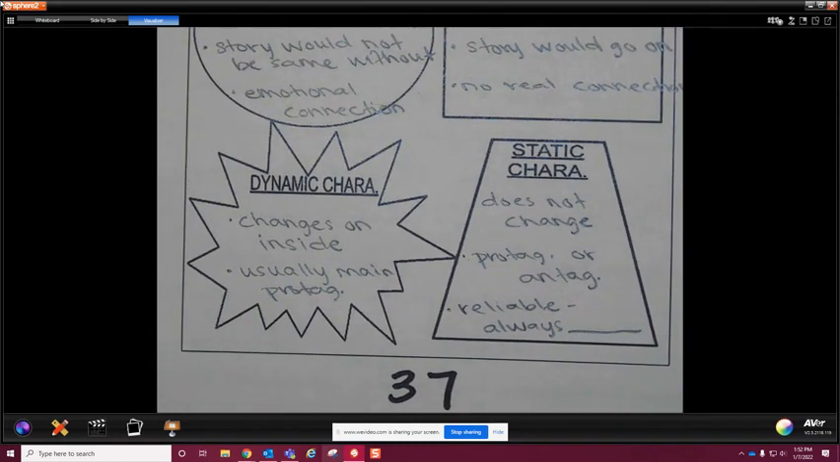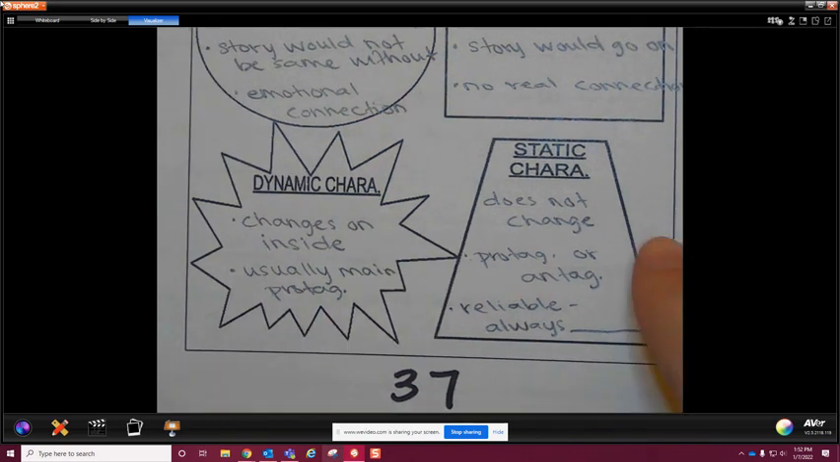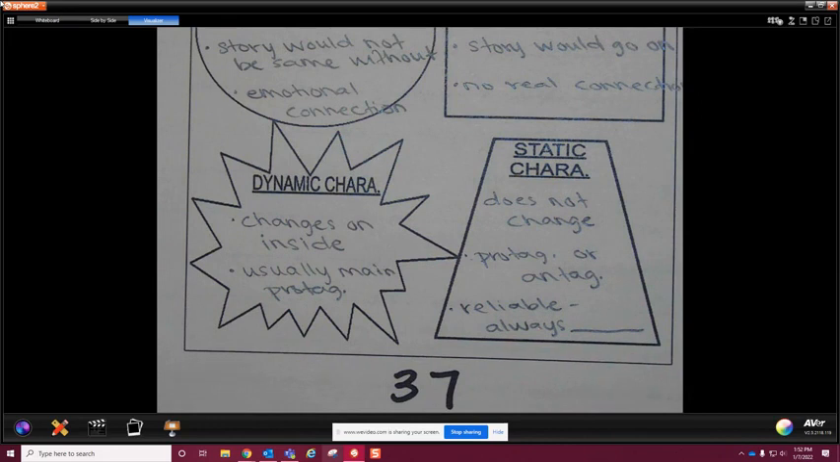And then the other one is a static character. So again, opposite. Dynamic character changes on the inside. Static character does not change. This could be a protagonist or antagonist, and they're just very reliable. They're always going to be blank. They're always going to be doing this. They're always going to be saving this. They're always going to be destroying this. So a very dependable, reliable character, never changing.